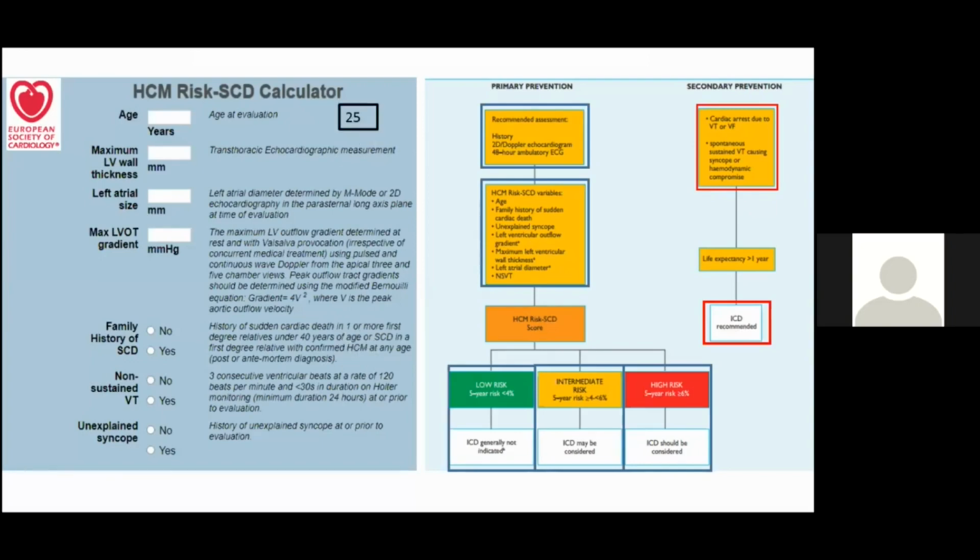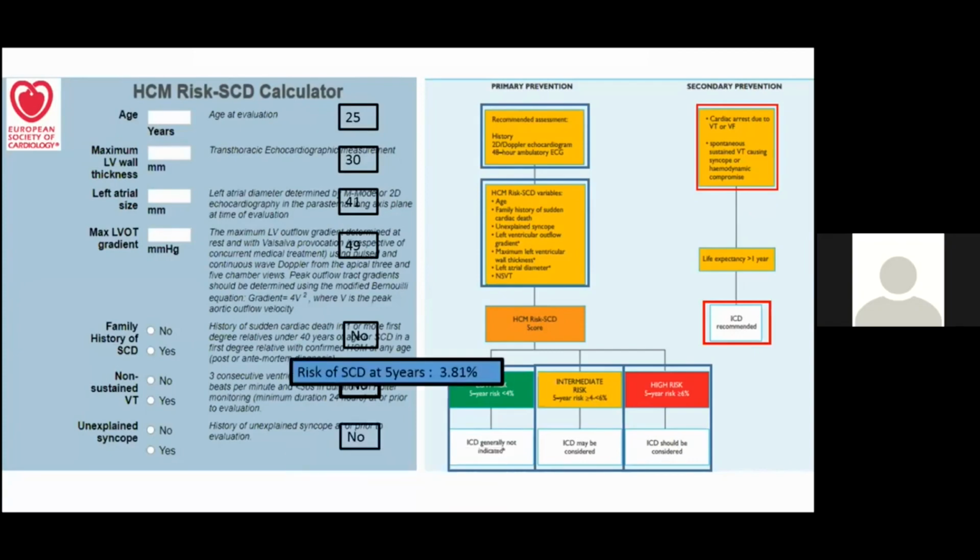Our patient was aged 25 with a maximum LV wall thickness of 30, left atrial size of 41, maximal LVOT gradient of 49. She had no family history of sudden cardiac death, no non-sustained VT on ambulatory ECG, and no unexplained syncope.